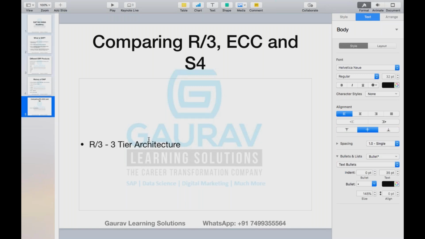Let me ask you a simple question. Whenever you want to book a railway ticket or a movie ticket, how do you book it nowadays? Online, either using a computer, a laptop, or your mobile device, right? So this mobile device, laptop, or computer is called the presentation layer. Whatever PC, laptop or mobile you are using, that is your presentation layer.